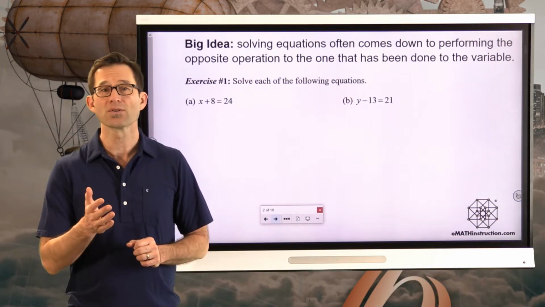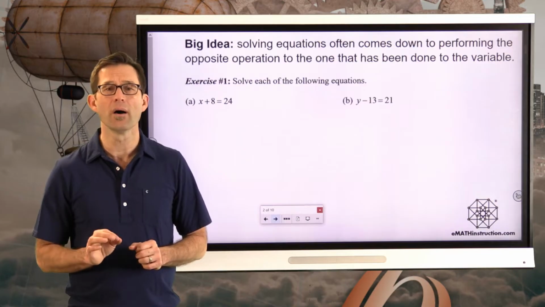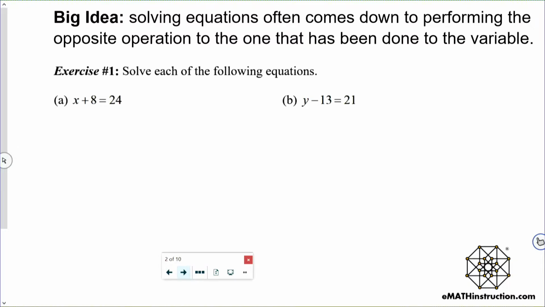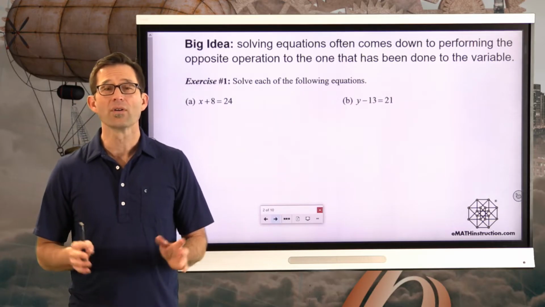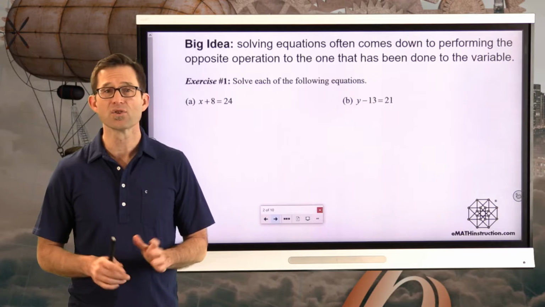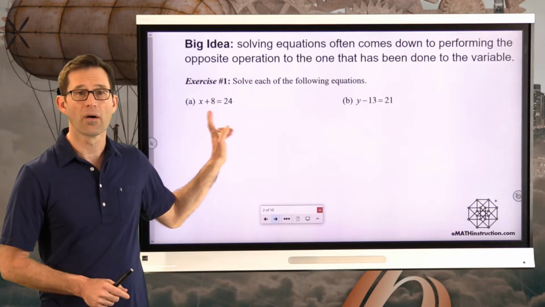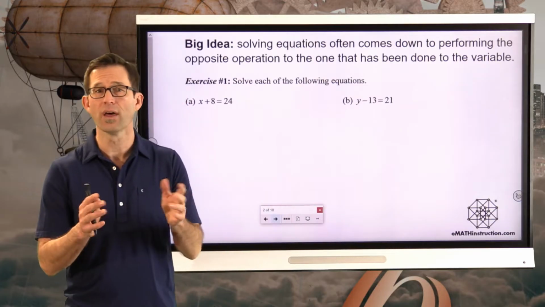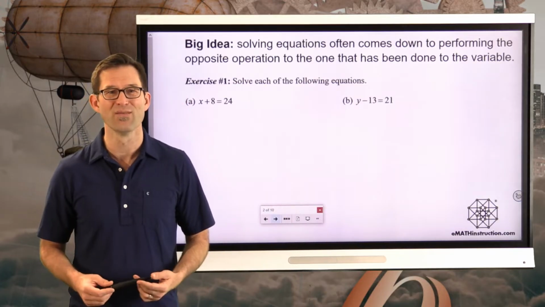All right, so in exercise 1, let's review a little bit about what we did in the last lesson. Exercise 1. Solve each of the following equations. Again, there were tons of these on your homework from the last lesson, so what I'd like you to do is pause the video now, solve this equation for the value of x, solve this equation for the value of y, and then we'll move on to some multiplication and division.